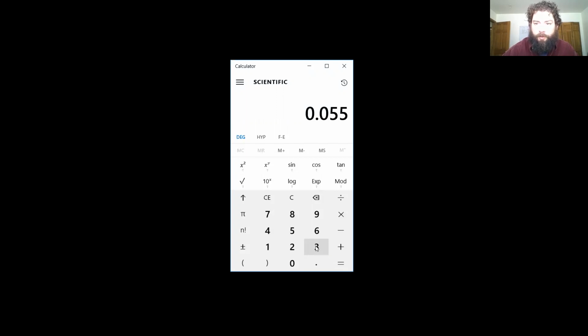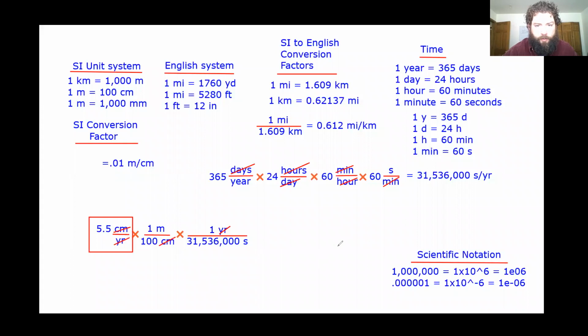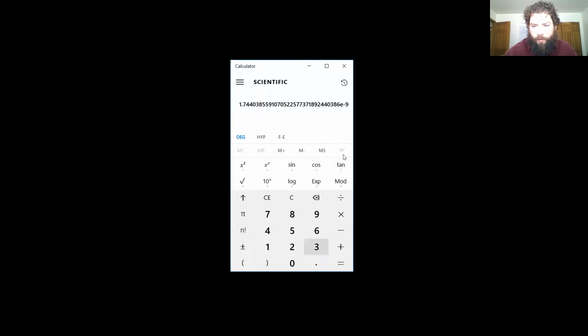Okay, so now we want to go from meters per year to meters per second. So we divide by 31,536,000. I can go back and check that real quick. Okay, so this is our speed in meters per second. If you look, this is a long number, 1.744 e to the negative 9, and that's in scientific notation.